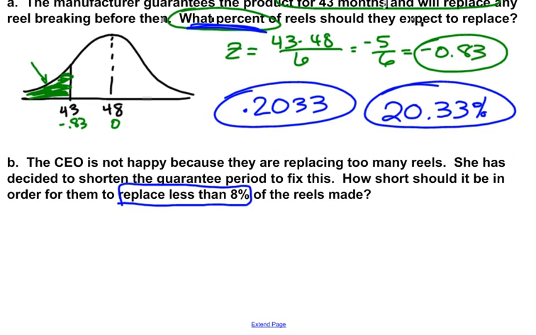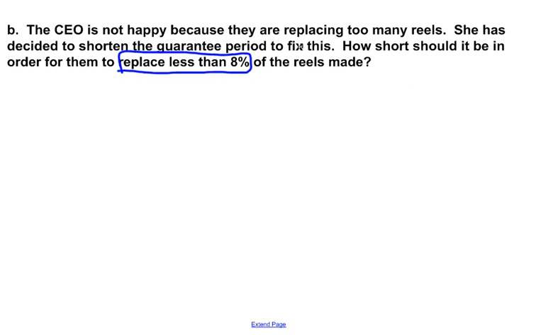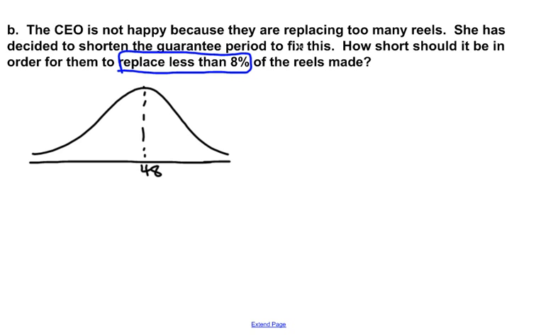Well, again, we know the mean is 48 and we know the standard deviation is 6. So we're just going to apply that information. We know that we're going to be looking at our distribution, and we don't know what time period it is, but whatever time period this is, we want the area back here to be equal to 0.08.